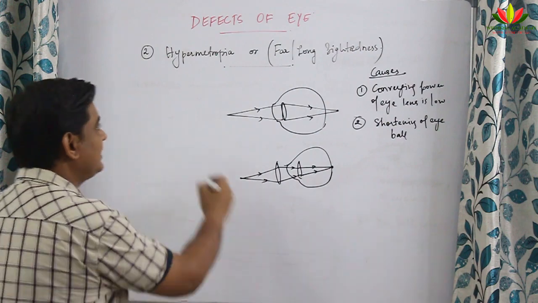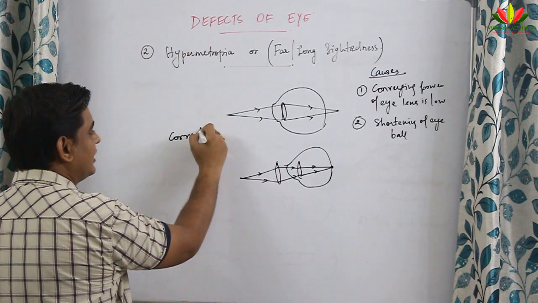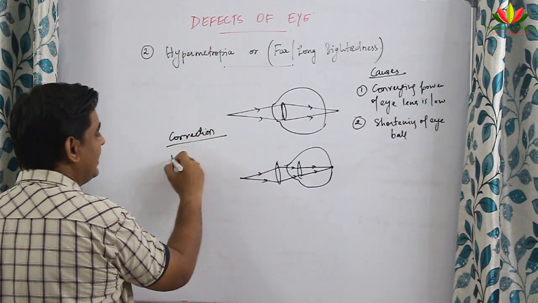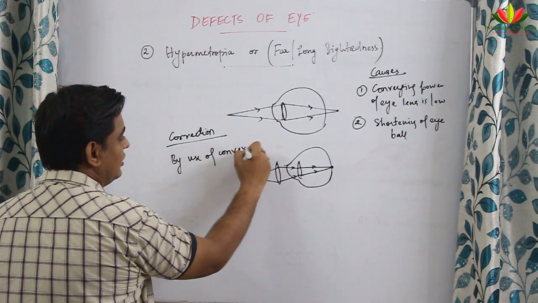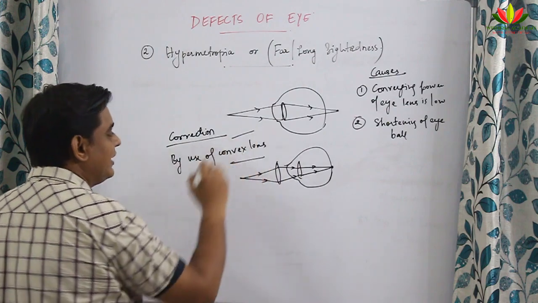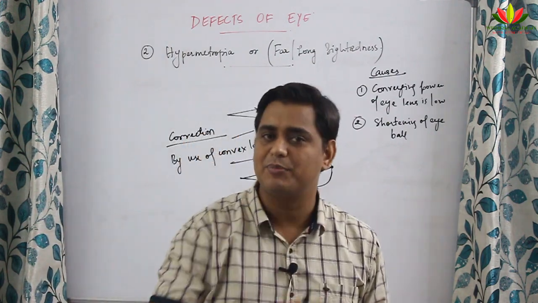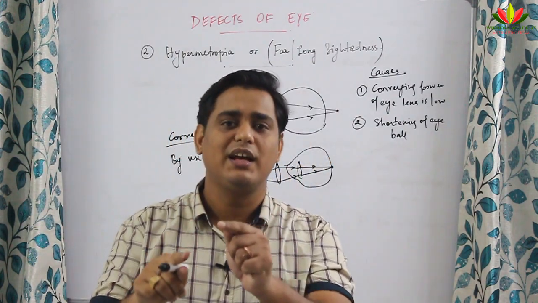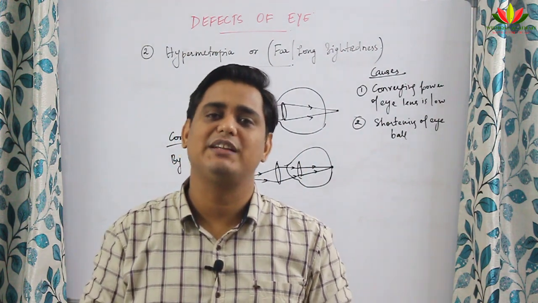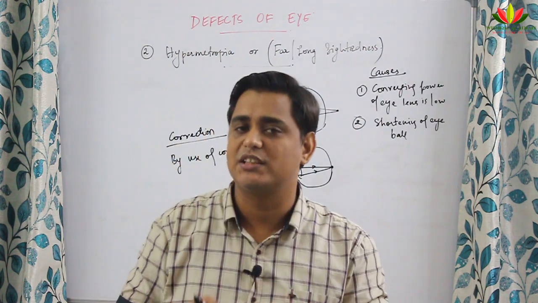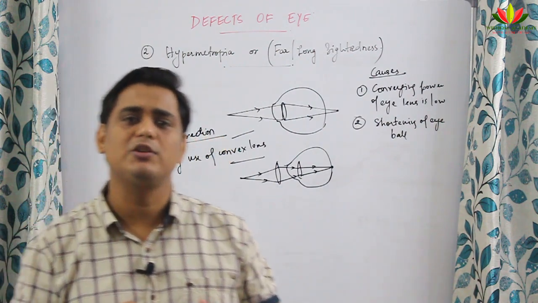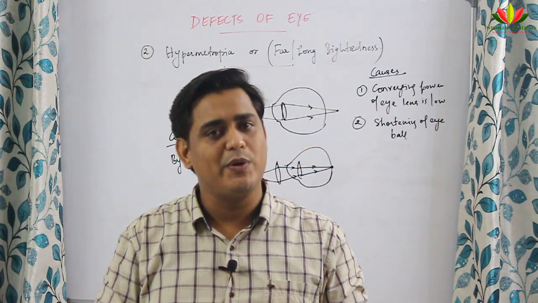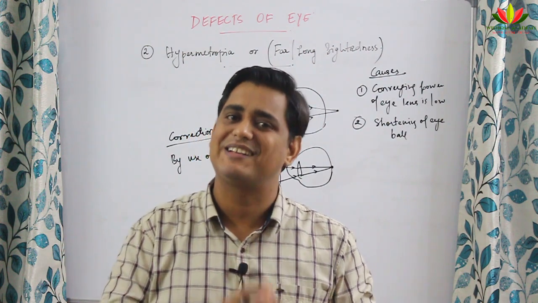So, how can you correct the hypermetropic eye? The correction is by use of a convex lens. So, the convex lens will make your rays coming from the near point converge before, and again they get converged by the eye lens, and finally the image is formed at the retina. So, hypermetropia is a disorder in which you are not able to see near things clearly. How do we correct it? We correct it by using a convex lens.